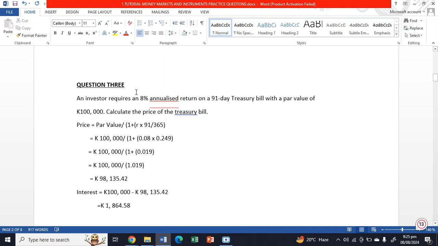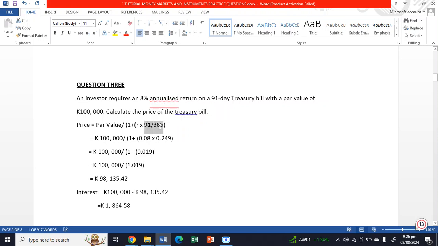An investor requires an 8% annualized return on a 91-day treasury bill with a par value of 100,000. Calculate the price of the treasury bill. So again, this treasury bill matures after 91 days. So we have to adjust this rate here because this 8% represents the rate you get after you hold this treasury bill for a year. So our rate, which is 8%, is multiplied by 91 over 365. Remember, in a year, there are 365 days.